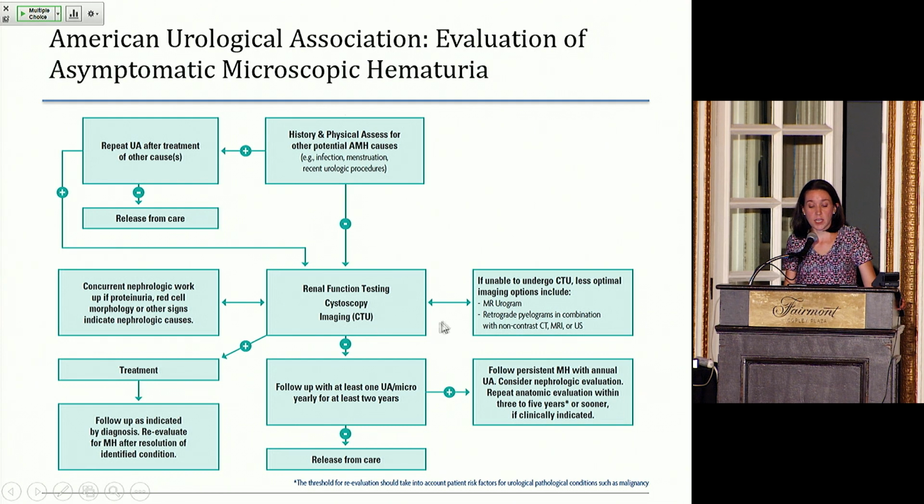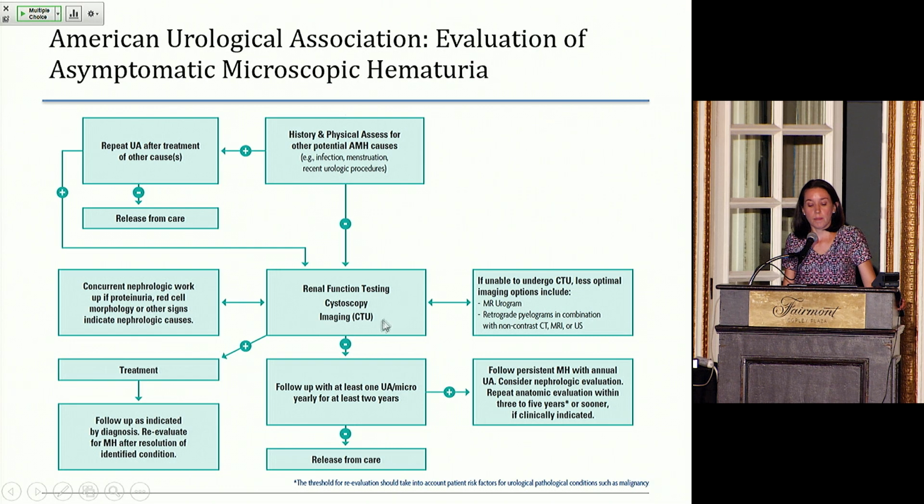If patients can't have a CT urogram, they talk about checking MRI. If they have proteinuria, you send them to a nephrologist for workup. If you find something, you treat it and make sure that it's resolved. And if the workup is negative, they suggest that you follow up annually for a couple of years and maybe consider repeat workup again within 3 to 5 years. If it's persistent and if it resolves, you release from care.